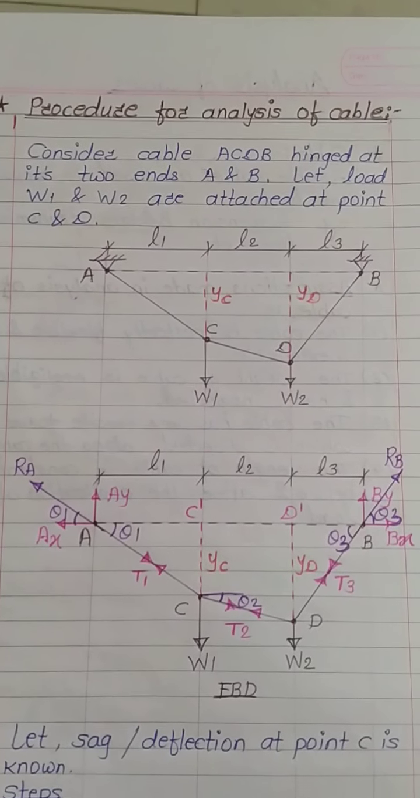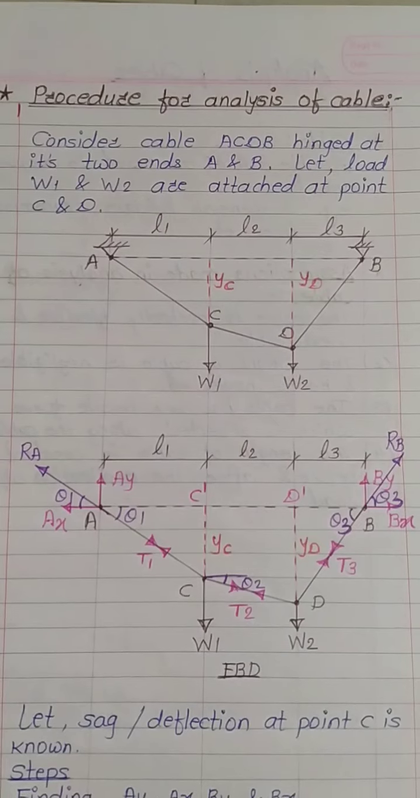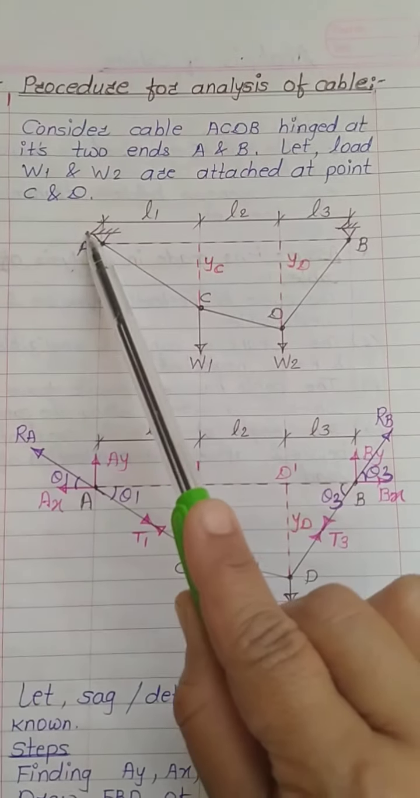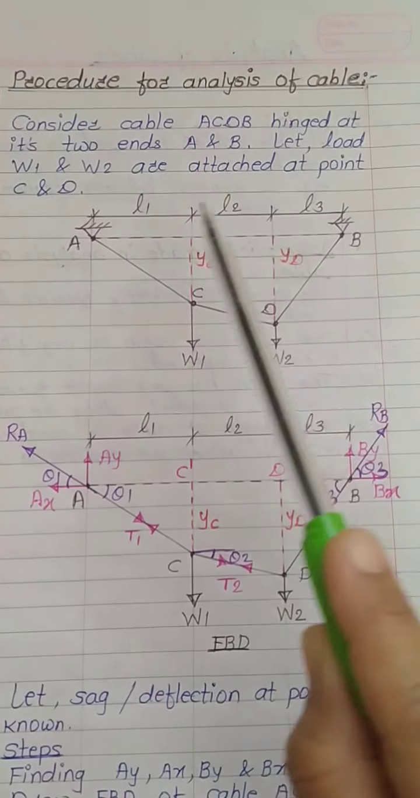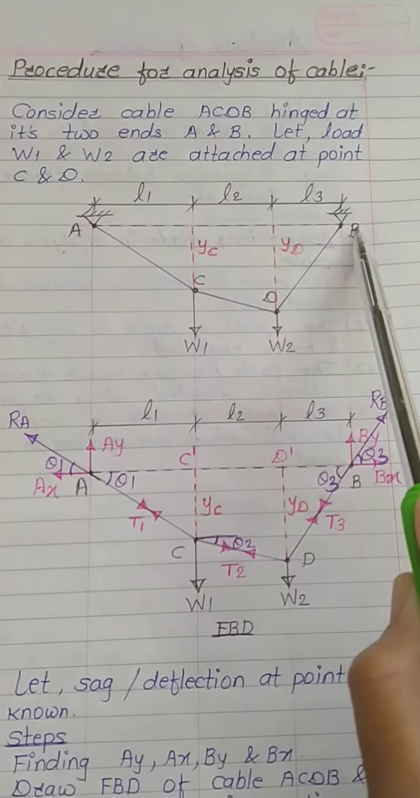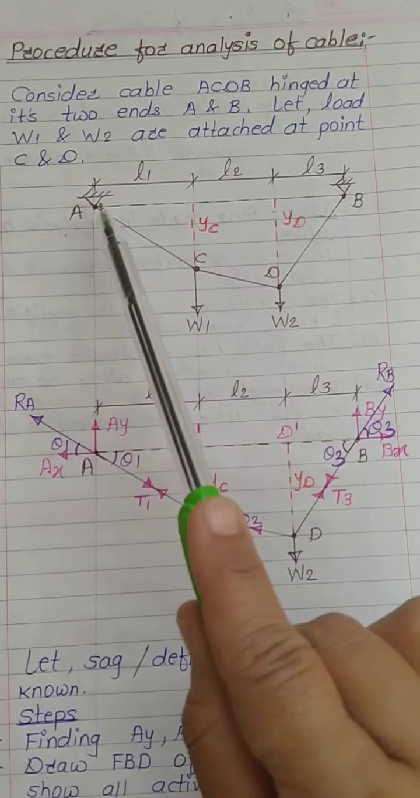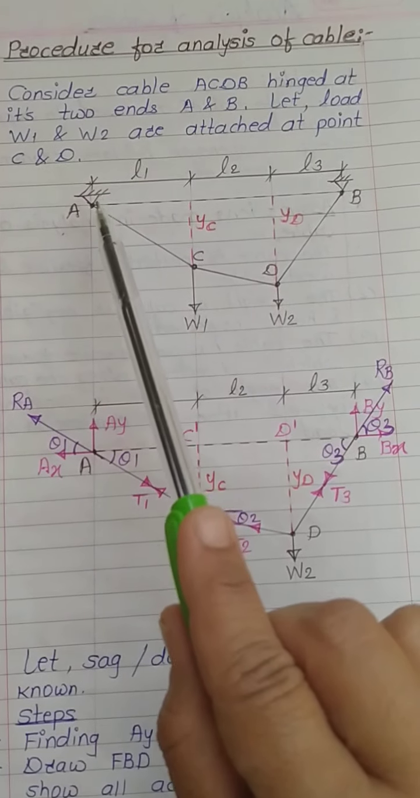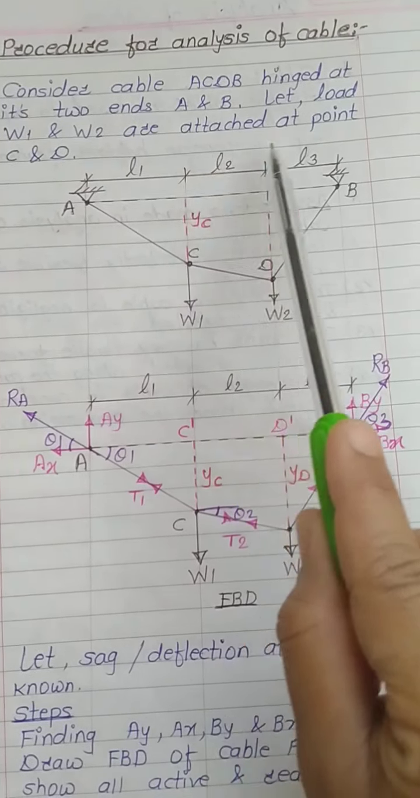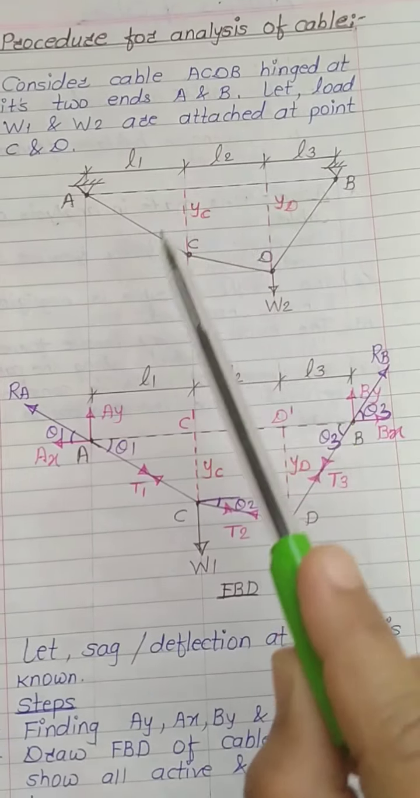Next, we will see the procedure to be followed while analyzing the cables. For explaining this procedure, I have taken one example. Let us say the cable ACDB is supported at points A and B with the help of hinge supports. And we know at a hinge support there are two reactions, one vertical and another horizontal. Let us say the horizontal distance between points A and C is L1, between C and D is L2, and between D and B is L3.